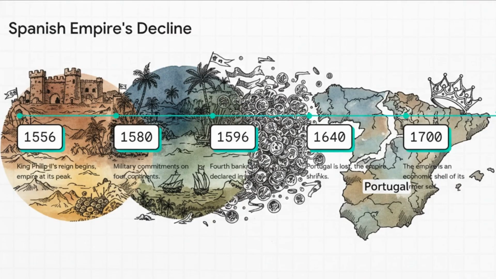Under King Philip II, Spain kicked off Stage 1, military overextension. By the year 1580, they were fighting wars on 4 different continents, all at the same time. The cost was so mind-boggling, so staggering, that it pushed them right into the next stage of this predictable pattern.